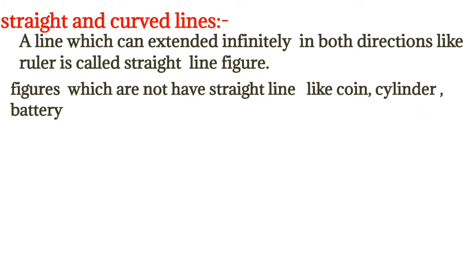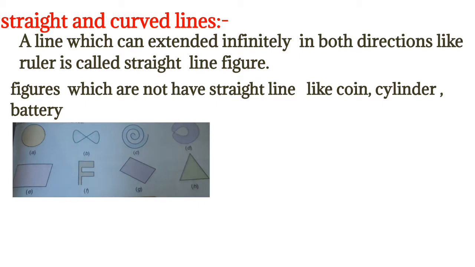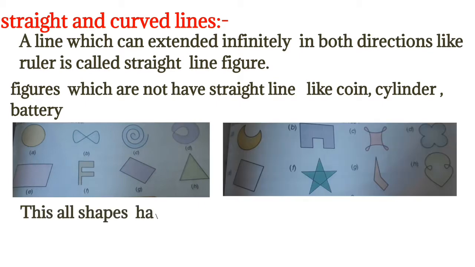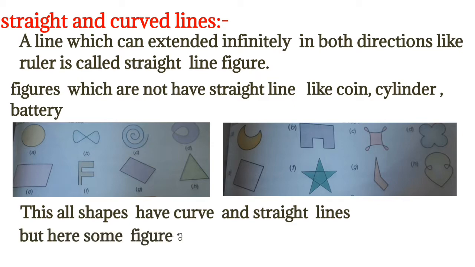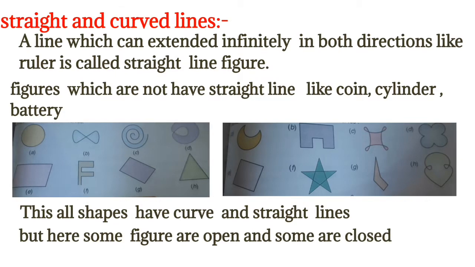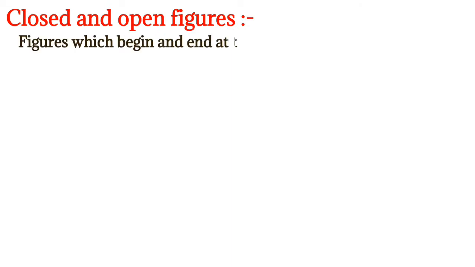See other examples. These figures all have curved lines and straight lines. But here one more thing is there. Some figures are not totally closed. Some figures are open and some are closed. You must have noticed in the above figures that A and B begin and end at the same point. Such types of figures are called closed figures.